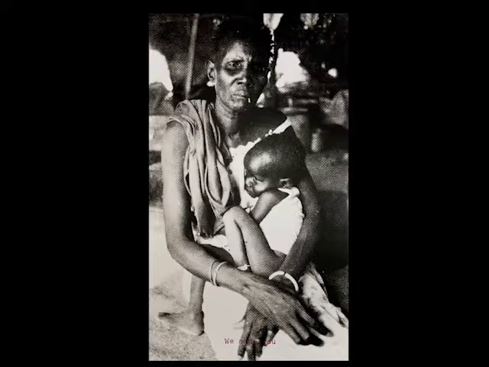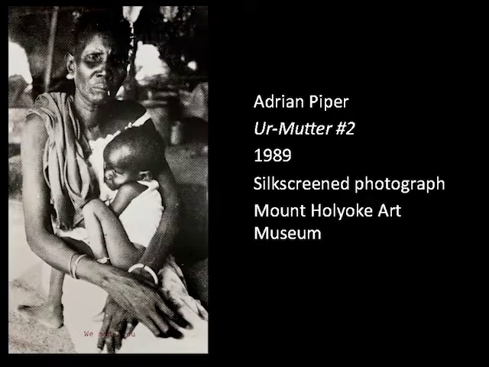This is a photograph made by a performance artist and conceptual artist, Adrian Piper. Adrian Piper bought the rights to this photograph, which was a journalistic photograph of a woman and a child in a refugee camp in Somalia. She took this small image from the newspaper, blew it up in a silkscreen fashion, and silkscreened the words, "We made you," across the bottom.